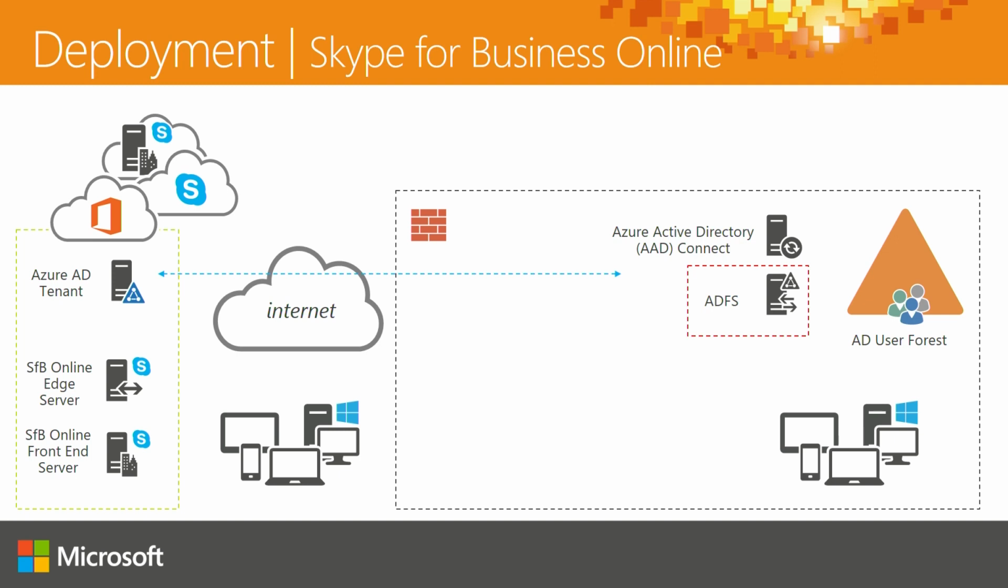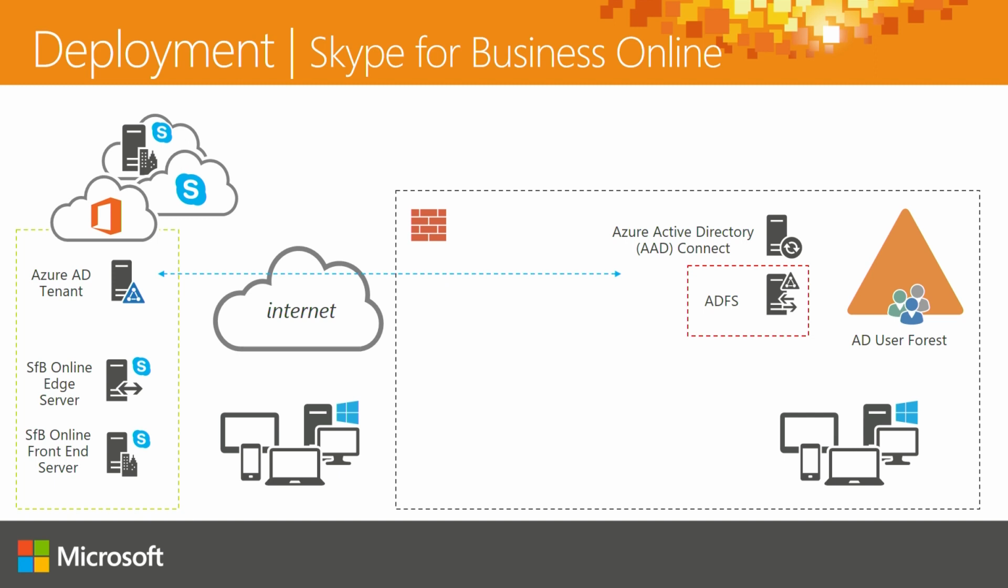But in the case where you would like to bring these identities together, when you have a corporate identity for the user and you want that identity to be consistent across the on-premise and online worlds, that's where you need to start thinking about Azure Active Directory Connect, which will synchronize your on-premise users and bring them into online.